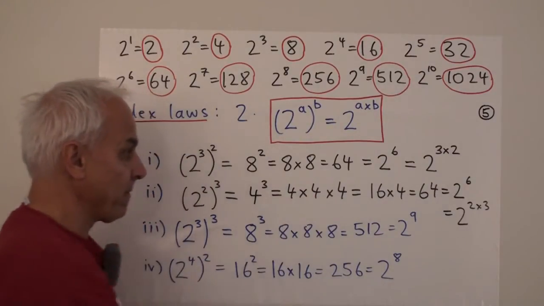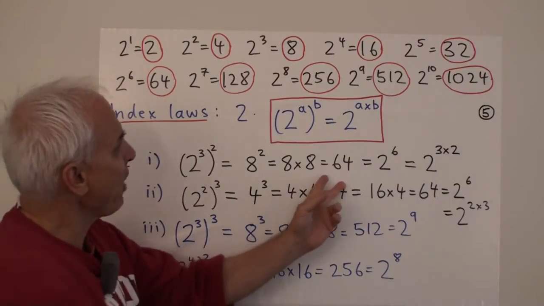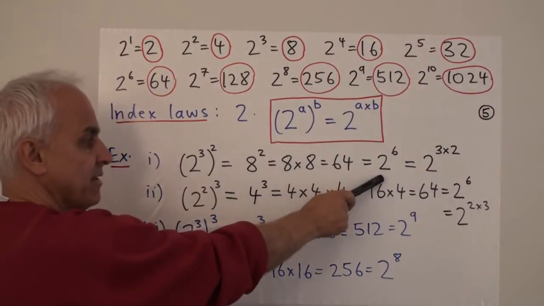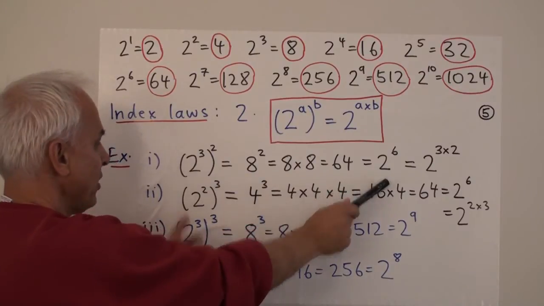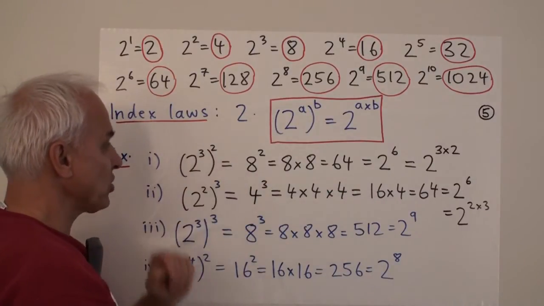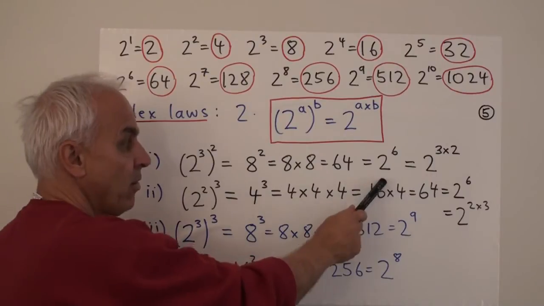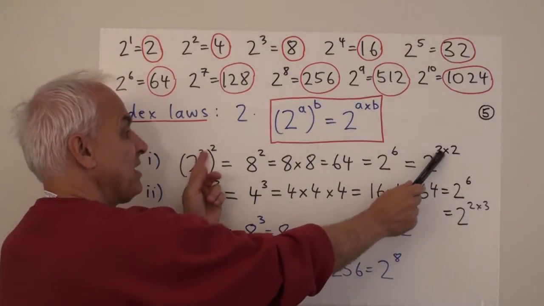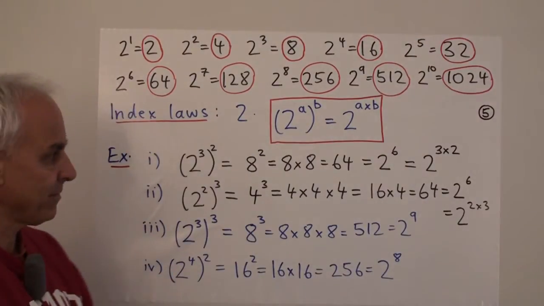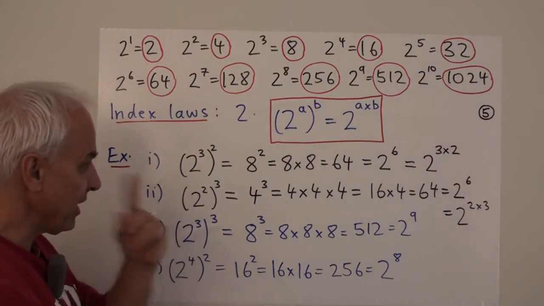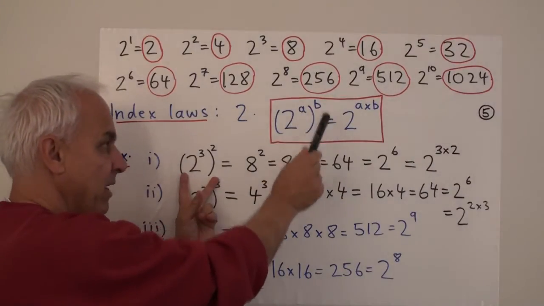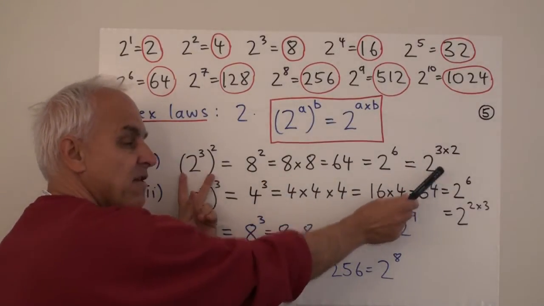That's 64. And 64 as a power of 2, where is it? Here it is, 2 to the 6. All right, so 2 cubed all squared is 2 to the 6th, which, yes, is indeed 2 to the 3 times 2. So we're verifying the index law. We're checking that in the case of a equals 3 and b equals 2, the law does in fact work.